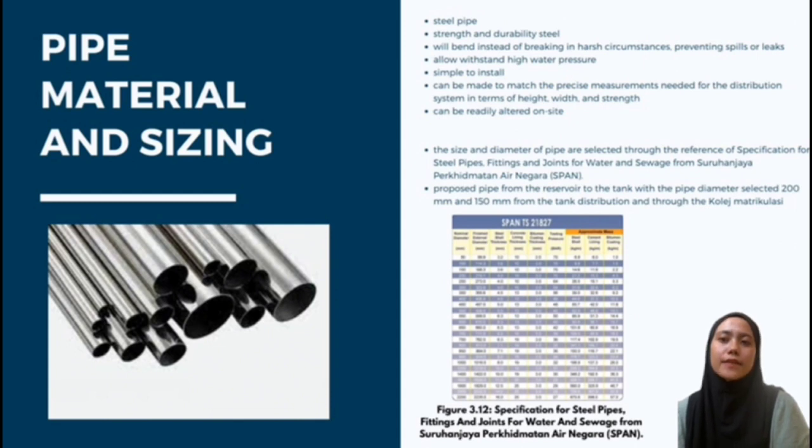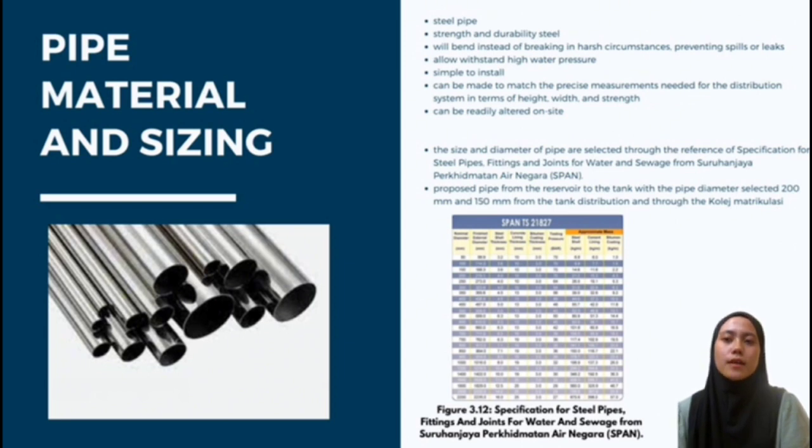Steel pipes are relatively expensive, but their strength and durability mean they will bend instead of breaking in harsh circumstances. Preventing spills or leaks, as well as the superior hydraulic condition, allows them to withstand high water pressure and prove their usefulness in a distribution system.